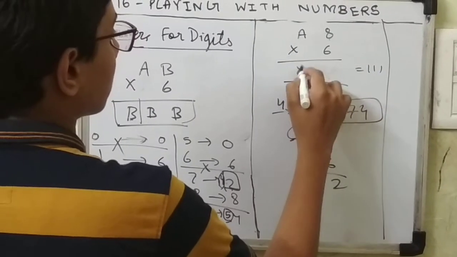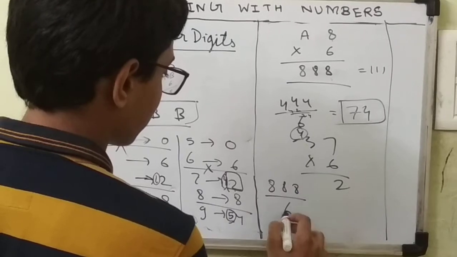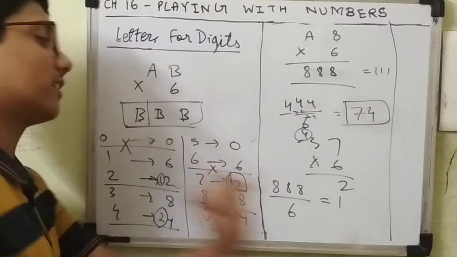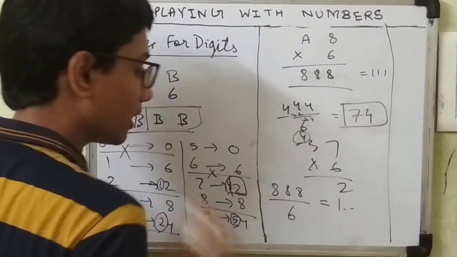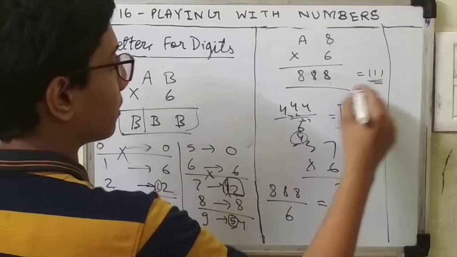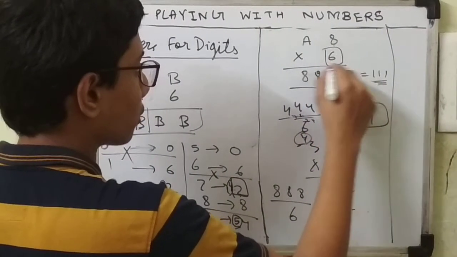Now let's divide 888 by 6. 6 times 1 is 6. Now you can directly leave this. Why should I leave? Because 666 gives 111, so this number is greater. Here the one number is constant, that means 6.